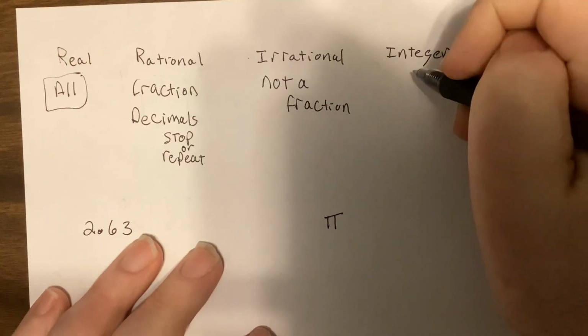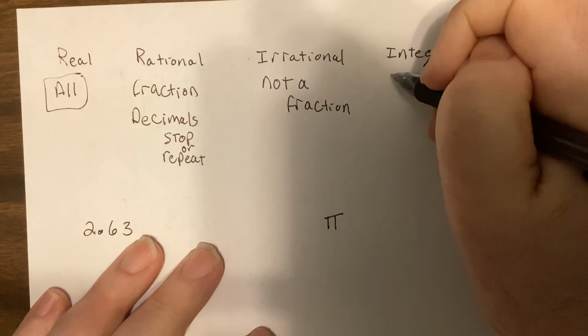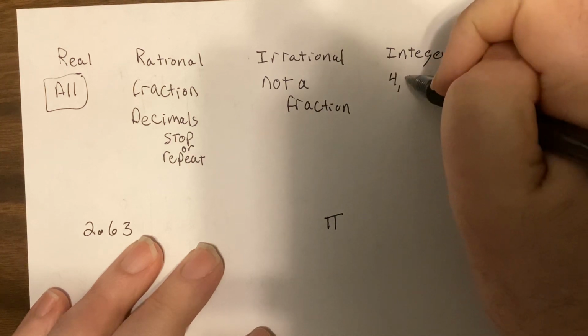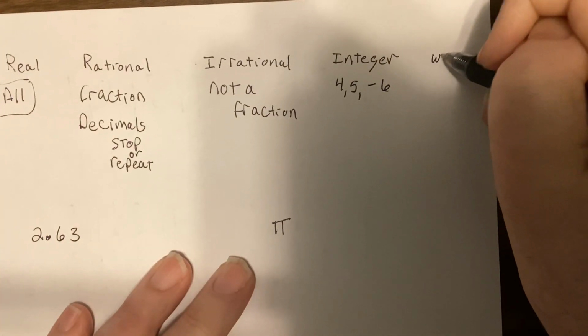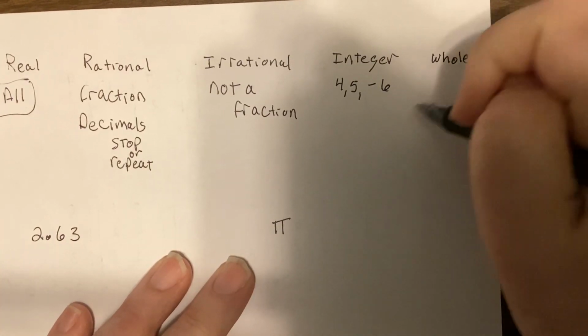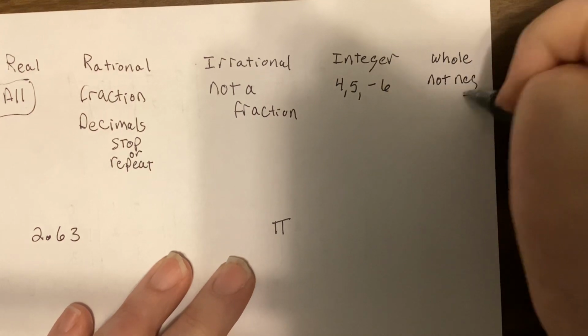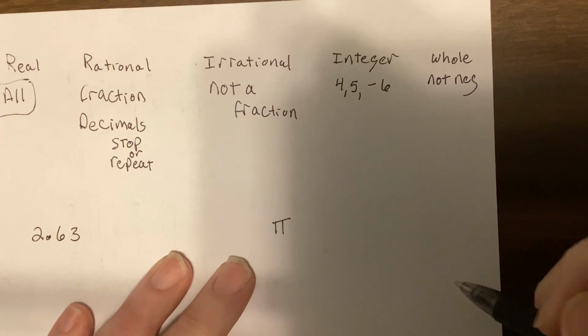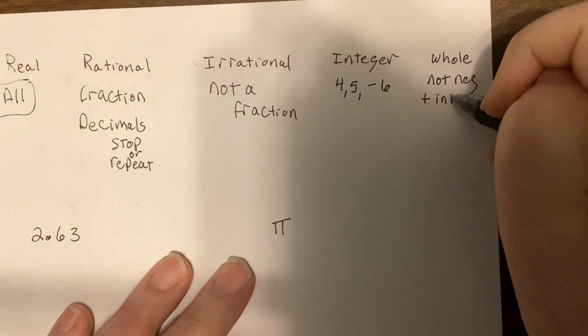Now, an integer is any whole number, positive or negative. So, for example, 4, 5, -6. Then we have whole numbers, which I don't talk about a whole lot, but they don't have the negative numbers. And it's the positive integers. That'd be probably a good way to say it, positive integers.